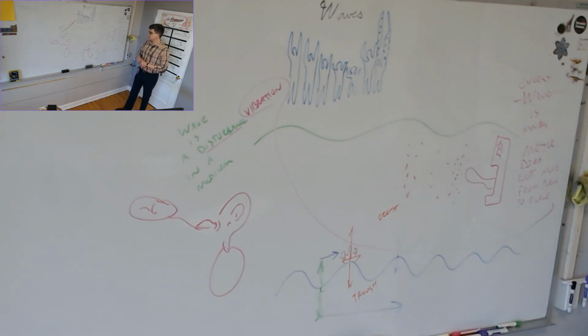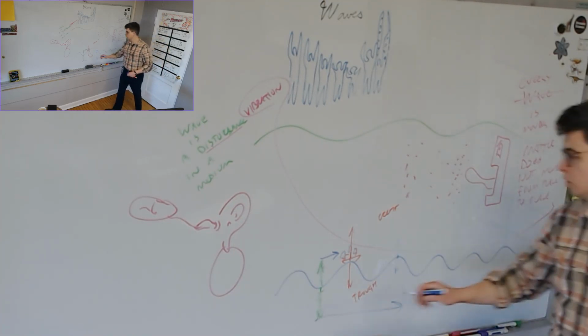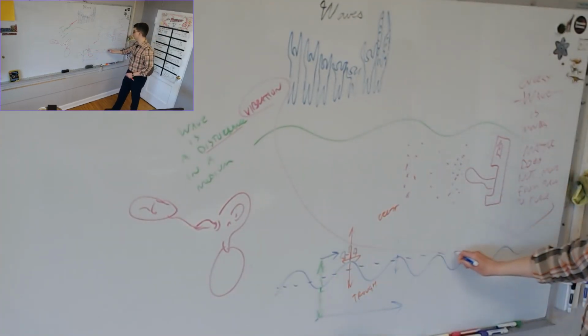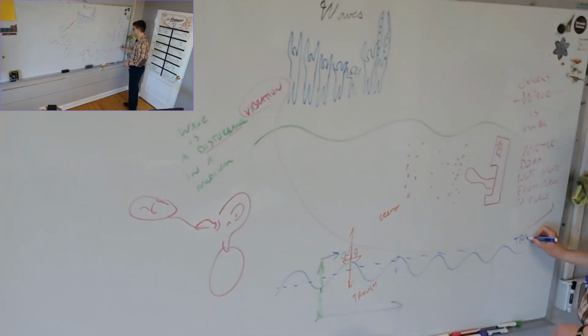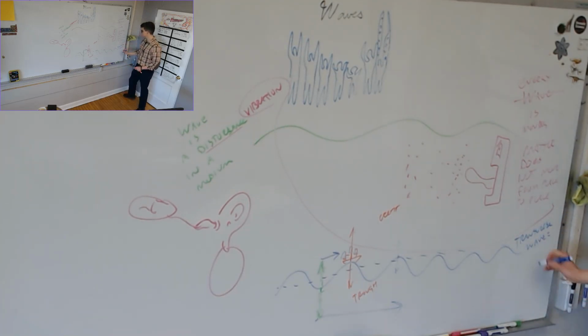This kind of wave, where the oscillation is perpendicular to the medium, is called a transverse wave. Transverse wave: trans meaning across, verse meaning some kind of movement. A transverse wave moves, and when I say moves, what's the implied noun there? What's moving? The matter. Matter moves perpendicular to energy movement.